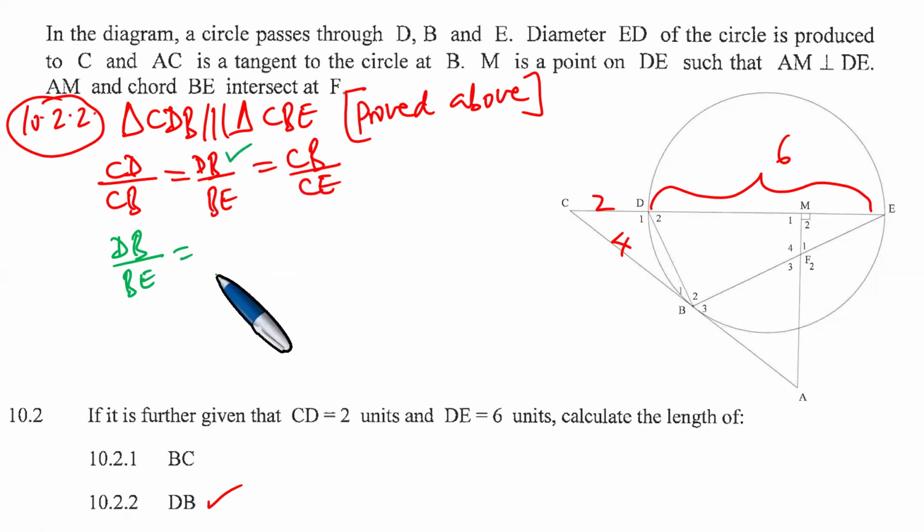Which is the middle part. And then you equate it to BC over CE. So we've taken the middle part, but we're also taking the last part. So yeah, it follows that way.